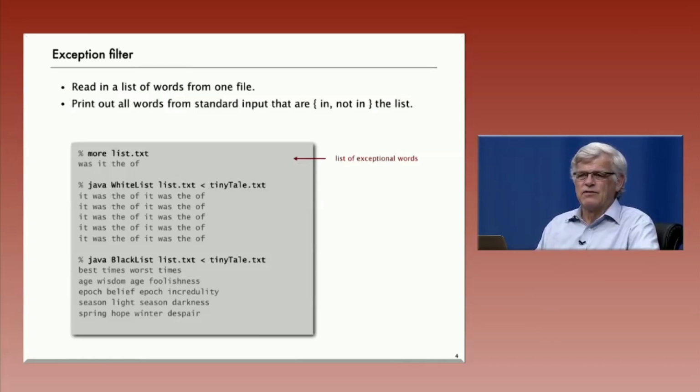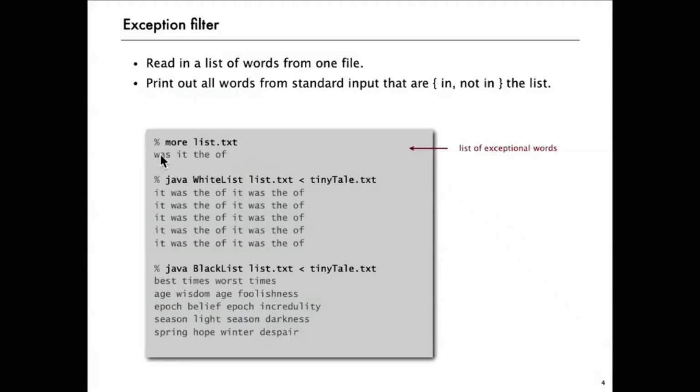One thing that is very common is the idea of an exception filter. The way we'll set that up is to think about having a list of words in a file that are exceptional in some way. In this case, we'll have the file list.txt that has these 4 words in it: was, it, the, and of.